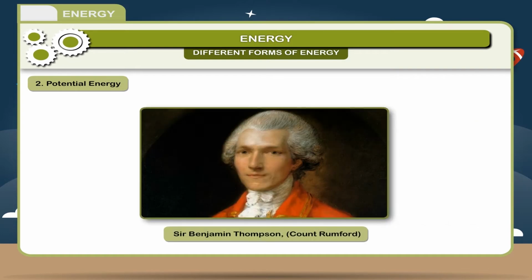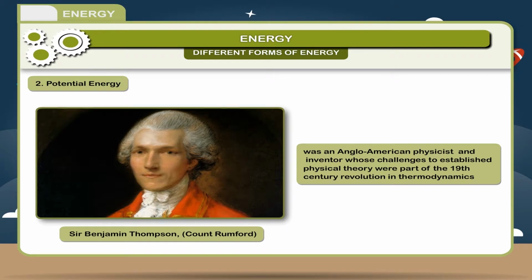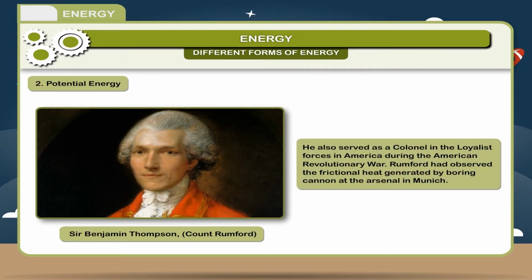Scientist. Sir Benjamin Thompson, Count Rumford, was an Anglo-American physicist and inventor whose challenges to establish physical theory were part of the 19th century revolution in thermodynamics. He also served as a colonel in the Loyalist forces in America during the American Revolutionary War.